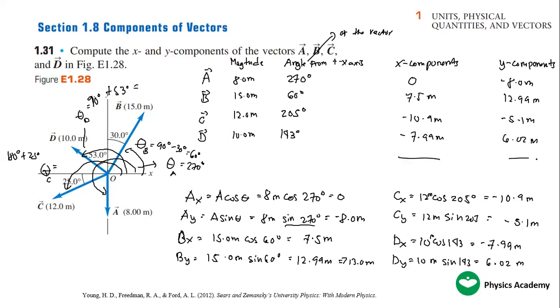If you add those, you can get the components of your vector sum, and then you can get the magnitude and the angle of the resultant vector. So we have the components: for A, 0 and negative 8; for B, 7.5 and 13; for C, negative 10.9 and negative 5.1; for D, negative 7.99 and 6.02. Those are the x and y components of these individual vectors.